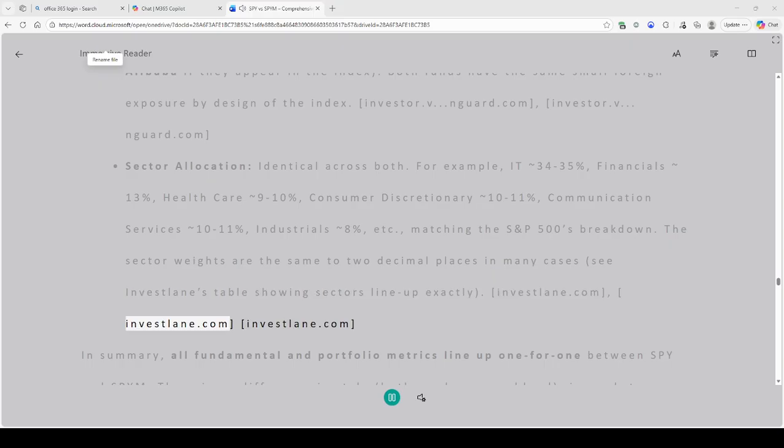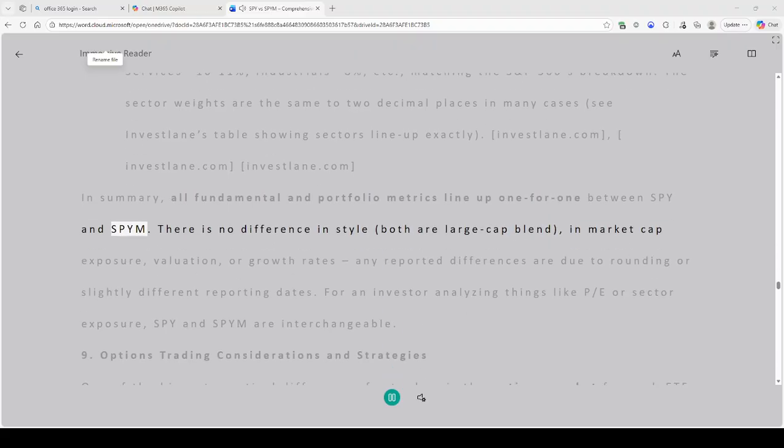In summary, all fundamental and portfolio metrics line up 1 for 1 between SPY and SPYM. There is no difference in style, both are large cap blend, in market cap exposure, valuation, or growth rates. Any reported differences are due to rounding or slightly different reporting dates. For an investor analyzing things like PE or sector exposure, SPY and SPYM are interchangeable.